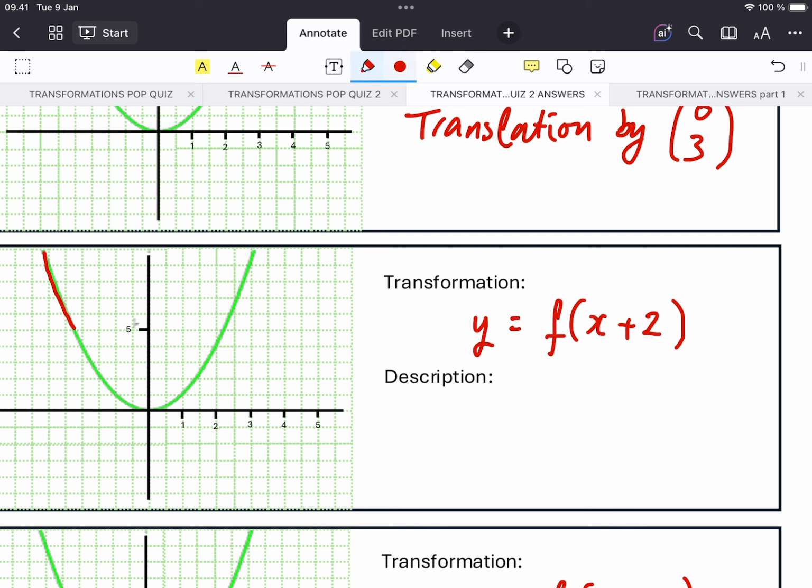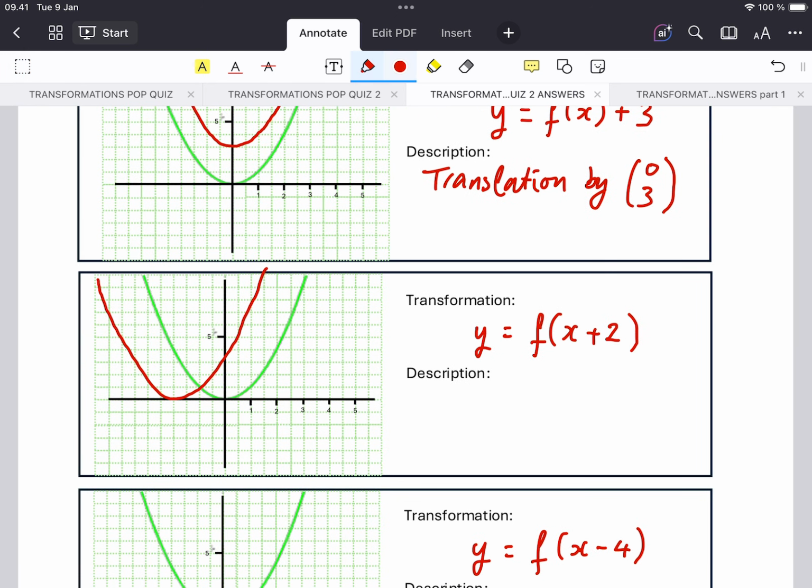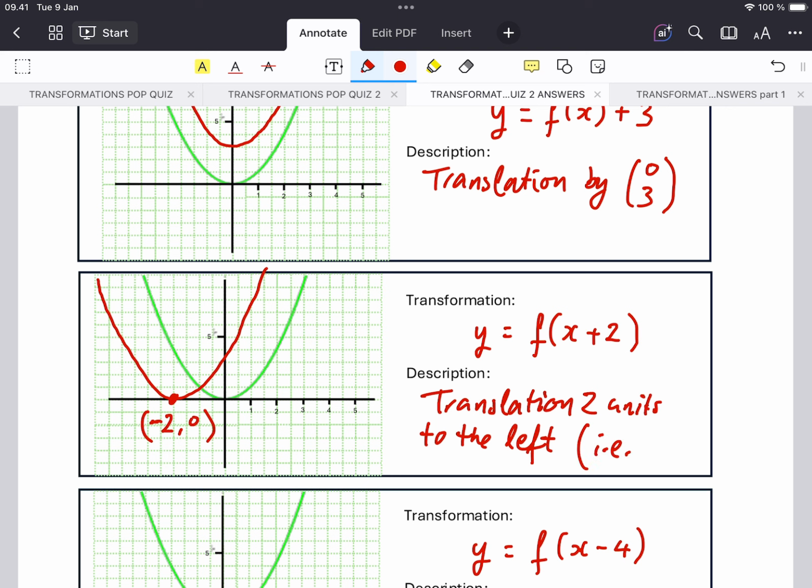Okay, so again, you might intuitively think it's got to go to the right for plus 2, but it's got to go to the left, so that it has an apex, if you want to use the proper name for that, at the point minus 2, 0, and it's a translation, so you can say 2 units left, translation 2 units to the left, or you can refer to the vector that it's changing by, so minus 2 for 2 backwards to the left and 0 up or down.